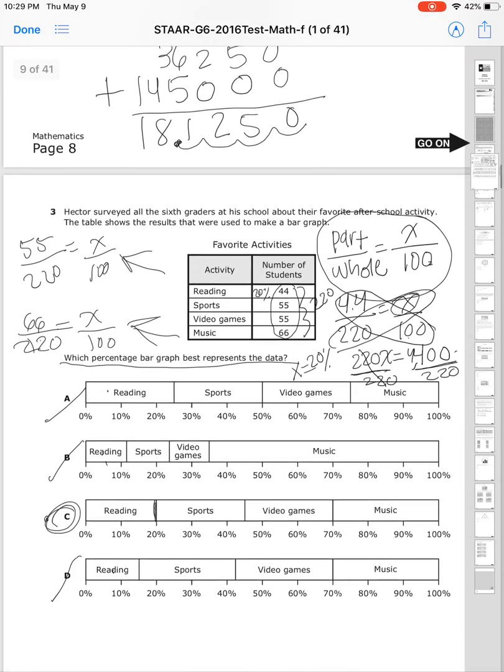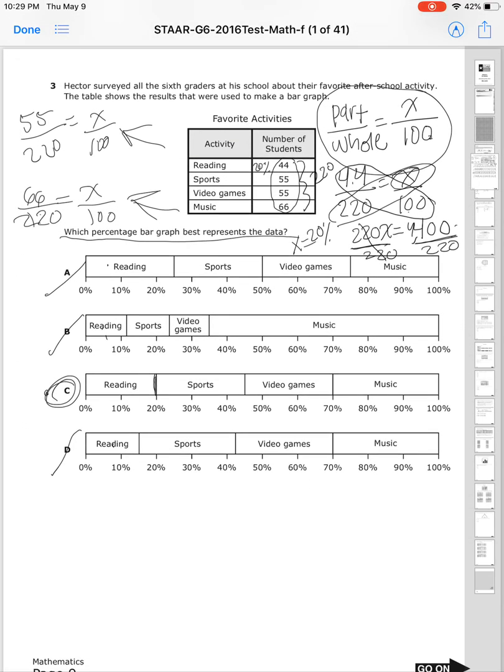Okay, number 3. It's not very difficult, but the way that we have to do this is we have to set up a proportion. The way that we set up a proportion is part over whole, and x is always out of 100 because the x stands for my percent, and that's what I'm trying to find.